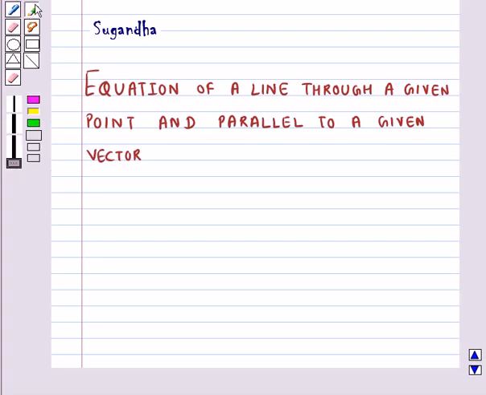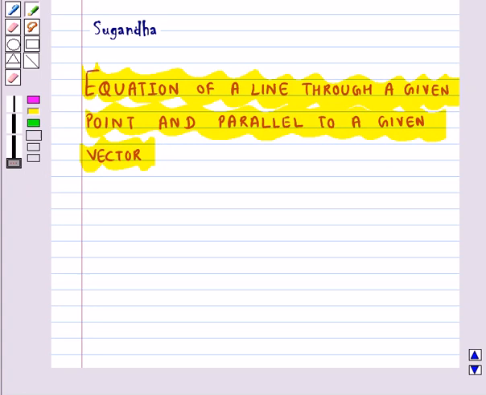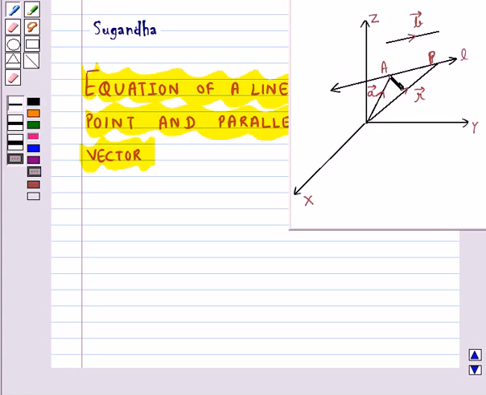In this session, first we will discuss the equation of a line through a given point and parallel to a given vector. Consider a point A with position vector a with respect to the origin O of the rectangular coordinate system. Let L be the line which passes through this point A, and this line is parallel to a given vector b.